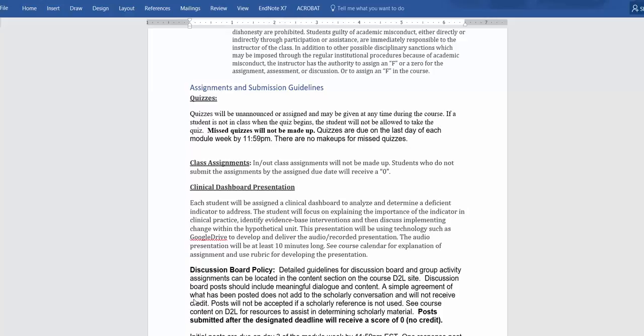Yours will actually be each week. You will have one assigned. Those are already done. But again, they must be completed by the due date. If you don't complete them by that last day at 11:59 p.m., then it's going to be a 0. Any assignments will not be made up. So, for example, if you don't turn in your clinical dashboard assignment by the due date, you're going to get a 0 for that.